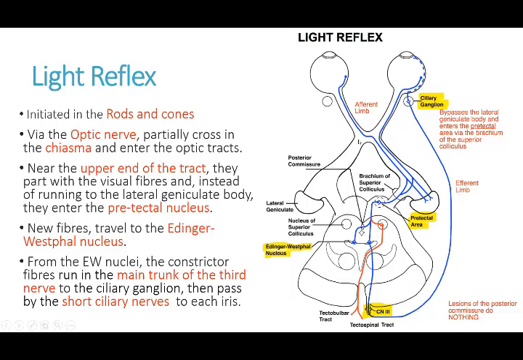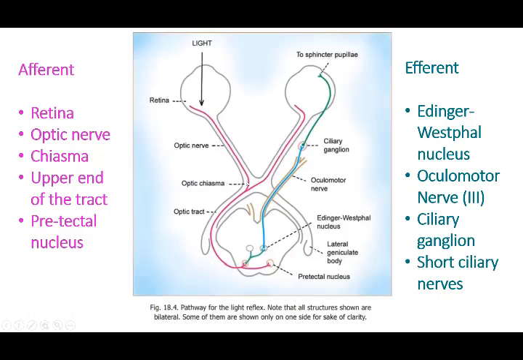We'll clear it up. Now the afferent is the retina, optic nerve, optic chiasma, upper end of the optic tract, and into the pretectal nucleus. And the efferent is from the pretectal nucleus to the Edinger-Westphal nucleus via the oculomotor nerve, the third nerve, into the ciliary ganglion and to the sphincter pupillae. So this is the afferent, okay, and this is the efferent, okay.